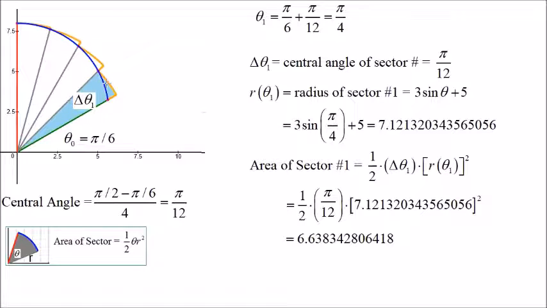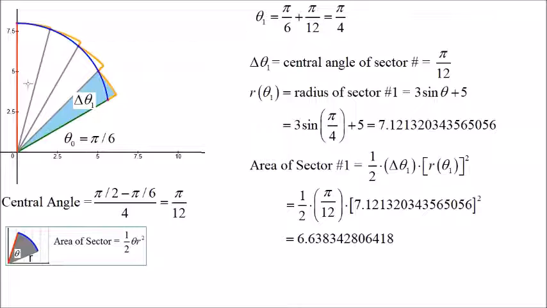To get the radius for the first sector, because the area of a sector is 1/2 times the central angle times the square of the radius: for the first sector, we know the central angle is just pi over 12. But the radius of the first sector depends on either the angle pi over 6 or the angle pi over 4. We can use either one, and in this case, we choose to use pi over 4.